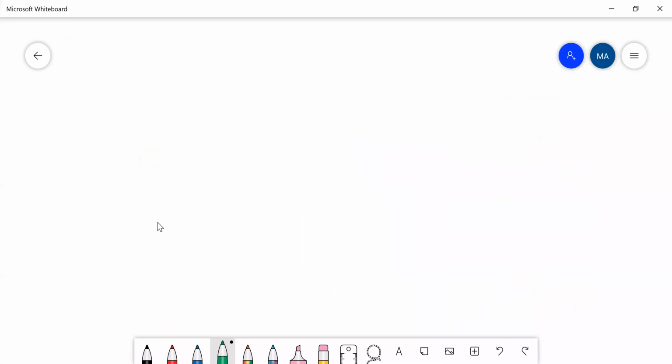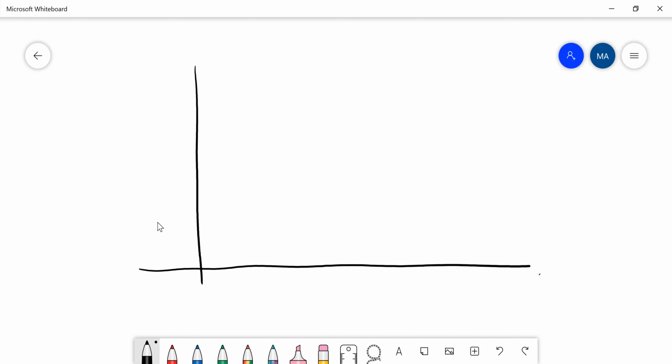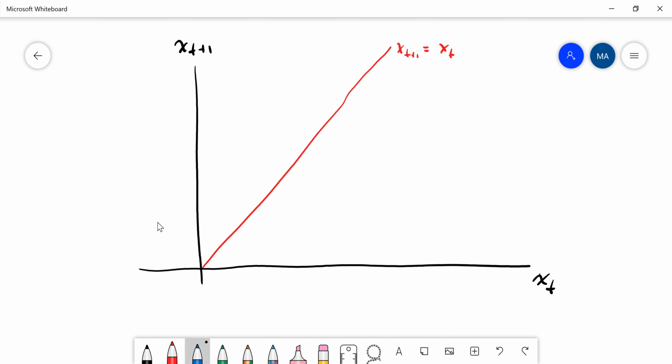So if I continue with these scalar systems, let me show you one last thing, then I will start talking about the systems. So this is x_{t+1} equals x_t. You may have several steady states. Here you have 1, 2, 3, and 4 steady states.